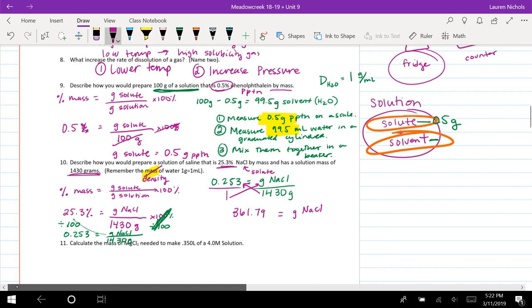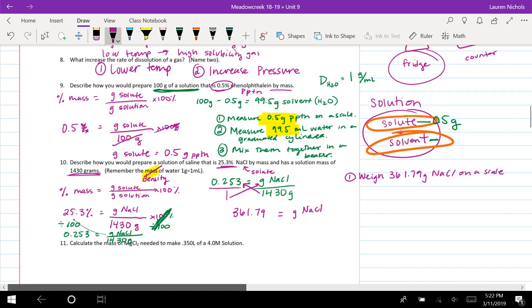which is 361.79. So that means in order to make this solution, I have to have 361.79 grams of NaCl. So step number one, weigh 361.79 grams of NaCl on a scale.